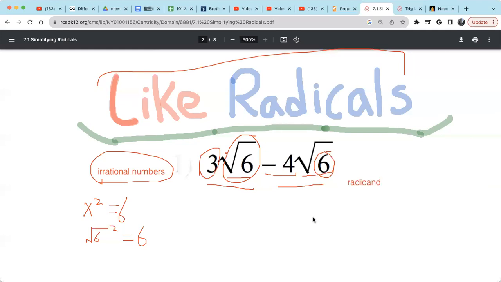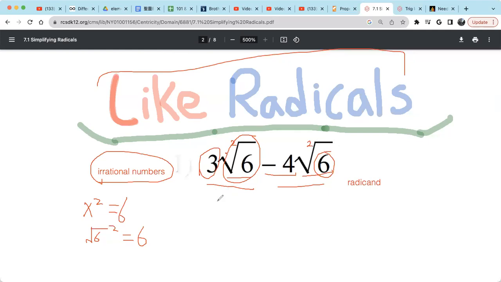So if two radical numbers have the same radicand and also the same index, because this is by default 2 here, the index is 2 here. The index can be any counting number. It could be 3, it could be 4. But usually when it's 2, by default, we don't bother to write it. So, in mathematics, we do a lot of by default. So those two are like radicals.